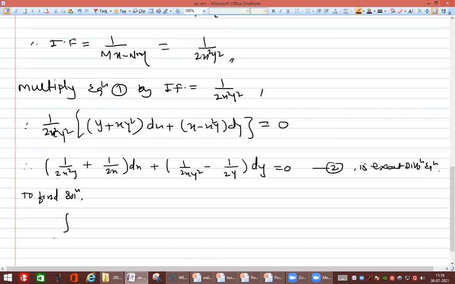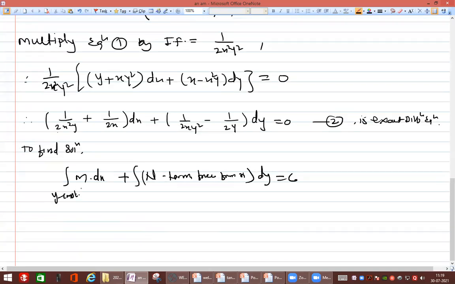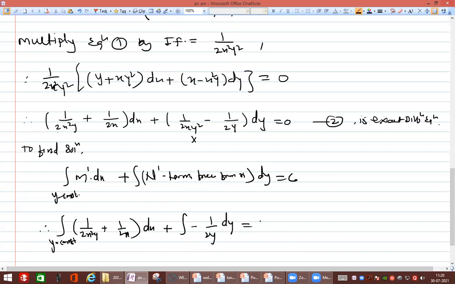We know the solution is the integration of M dx, M with respect to x keeping y constant, plus the integration of N, but only the terms free from x, dy, equal to some constant c. Just putting in the values, I call them M dash and N dash. So y is constant. This differential equation becomes (1 upon 2x squared y plus 1 upon 2x) dx, plus the term free from x. This term has x, so only the remaining minus 1 upon 2y dy equal to some constant c.